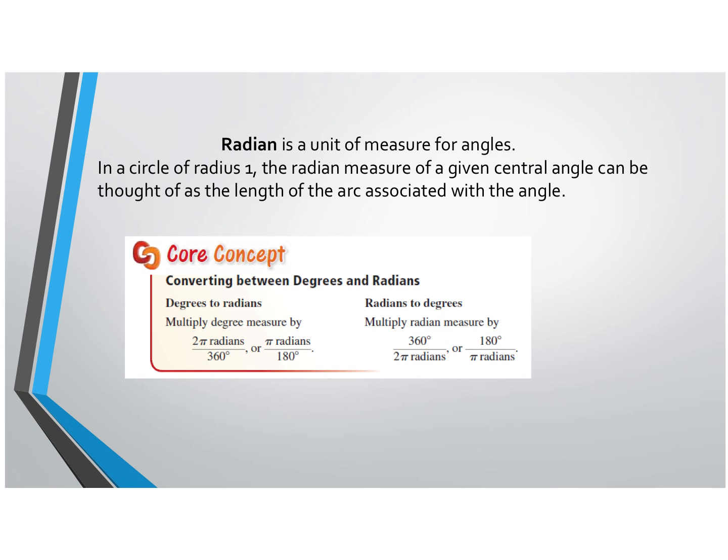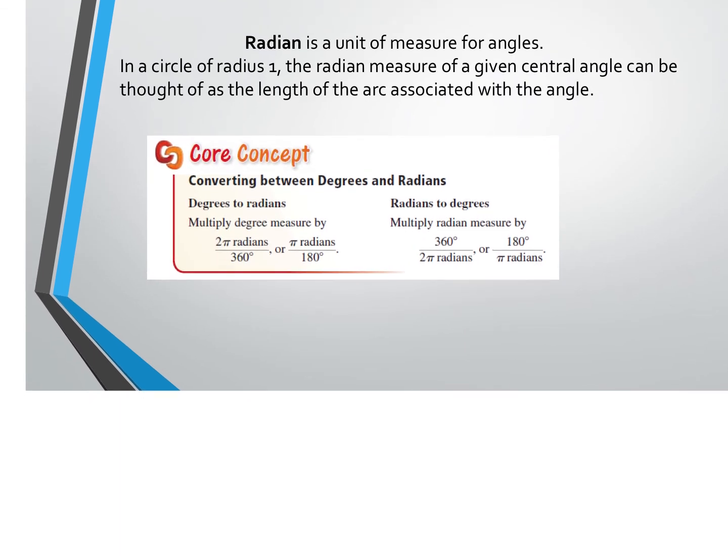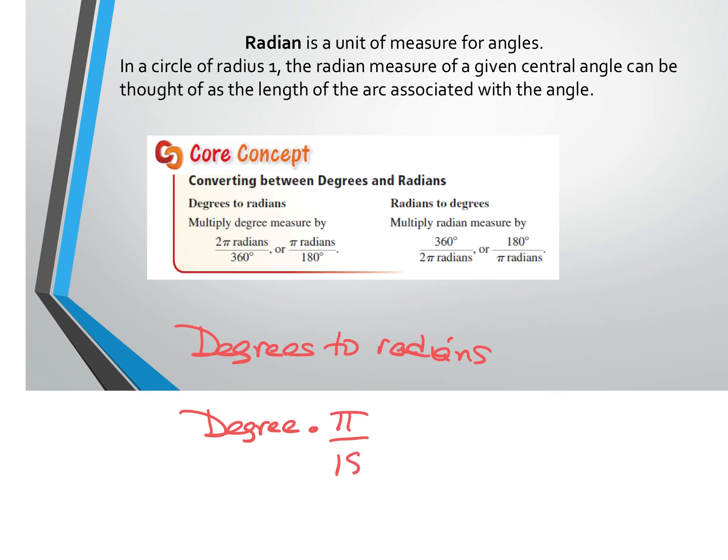Bottom line here, you just have to memorize the conversion factor. So just like when you convert inches to feet, you know that there are 12 inches in a foot, and that 12 is what you either multiply or divide by. In this case, when we convert from degrees to radians, we're going to take our degree measure and multiply it by pi over 180.